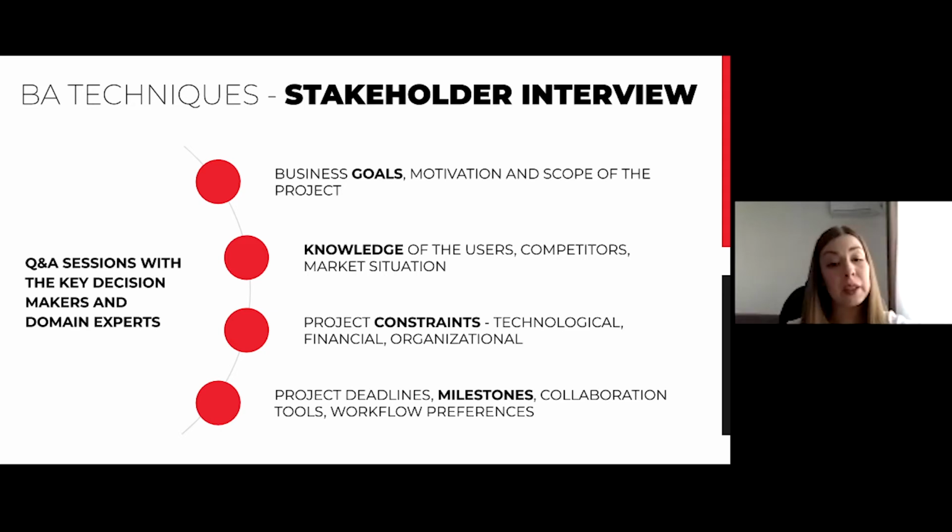Stakeholders or even a development team can give information on possible project constraints, like specific technologies that might be used or might not be used, financial information regarding a specific budget, or some organizational issues. And again, it helps the client and it helps the company to understand each other.